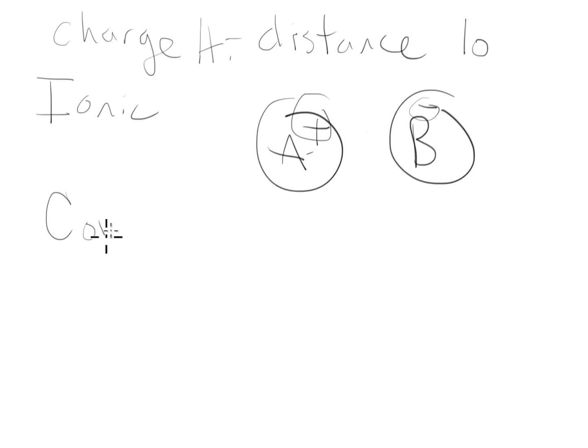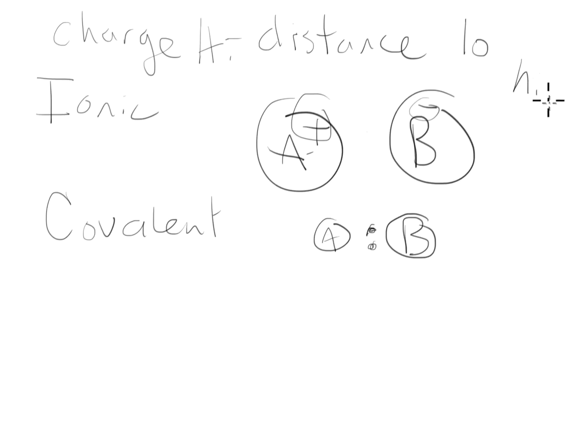Next, we have covalent bonds, where A is sharing a pair of electrons with B. So the nucleus of A is attracted to these electrons of B, and the nucleus of B is attracted to the electrons of A. And we're really going to go from highest strength to lowest strength as we talk about this.